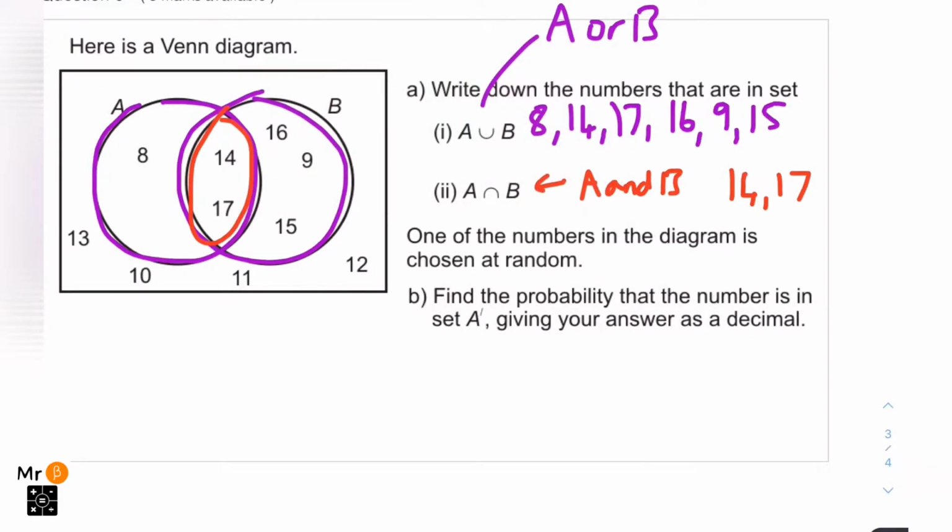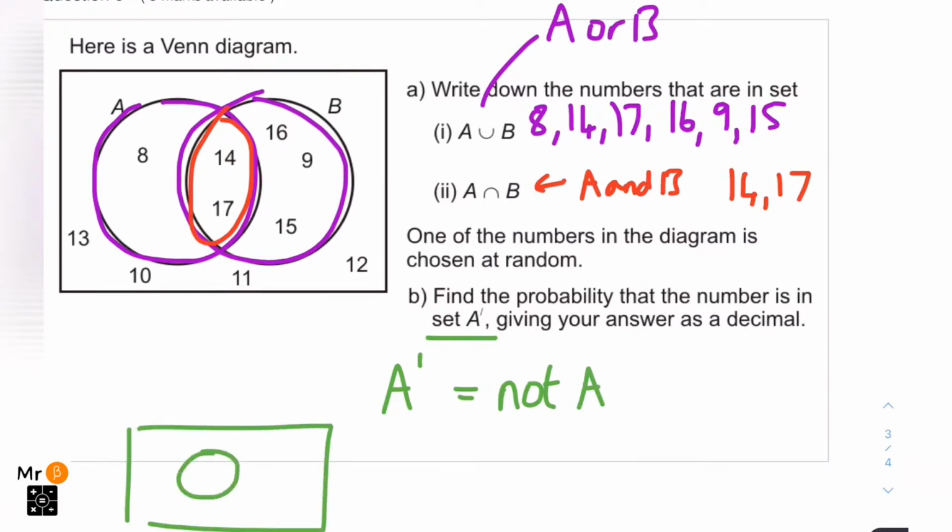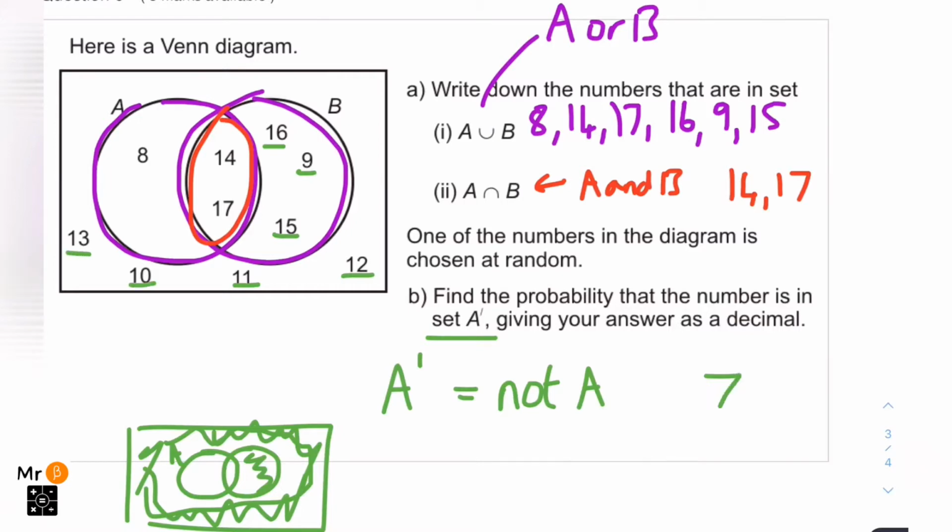Our final question says find the probability the number is in set A dash, which we remember means it's not in A. So as a picture it is everything shaded in apart from the A section. So because it's asked for the probability, we've got to count how many are not in the A circle. So 1, 2, 3, 4, 5, 6, 7 out of how many numbers in that diagram? Well, there's a total of 10. It's asked for it as a decimal, so therefore it must be 0.7.